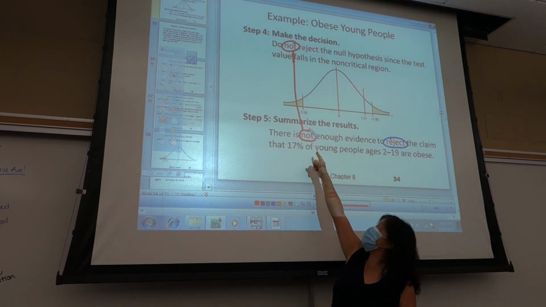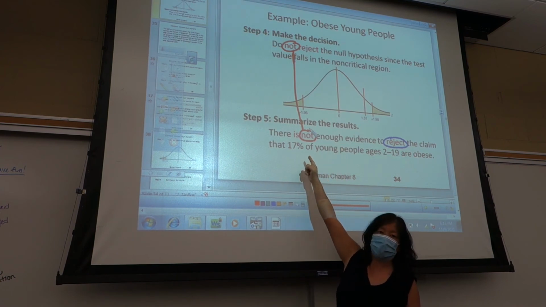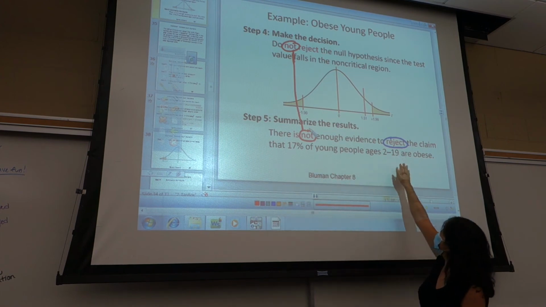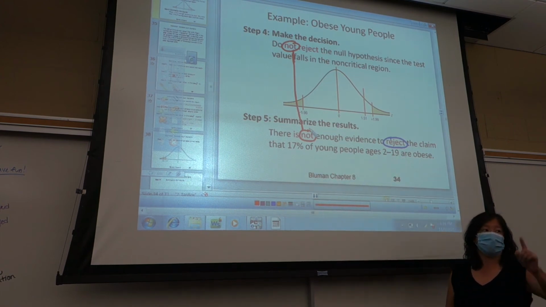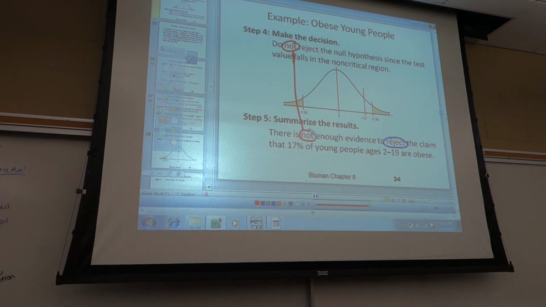So this will match up with step 4. If you have a not in step 4, you're going to have a not in step 5. Everybody all right with that part? Yeah. The second part here comes from step 1. And Victoria's going to explain how she thinks of it and remembers it.